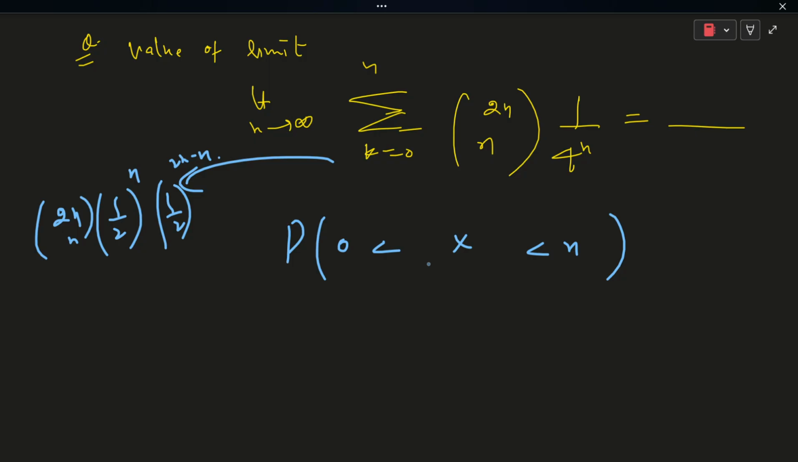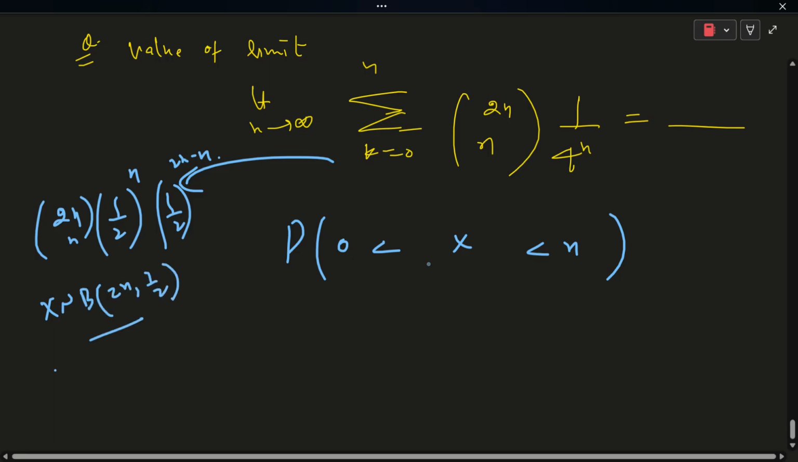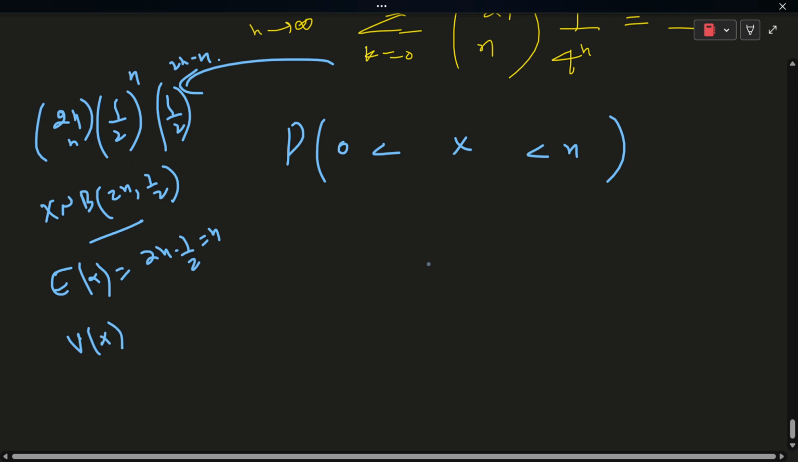ठीक है, तो see यहाँ से पता चल रहा है कि x फॉलो कर रहा है बाइनोमियल 2n, 1/2. So what's the expectation of x? This is 2n into 1/2, that's n. What's the variance of x? This is 2n into 1/2 into 1/2. So this is n by 2.